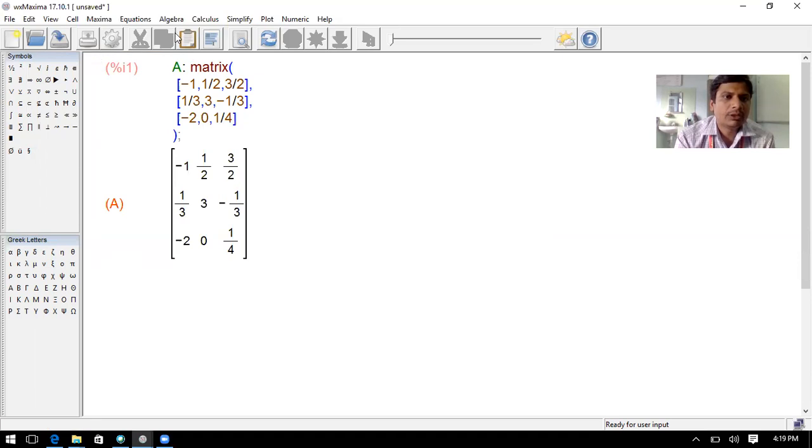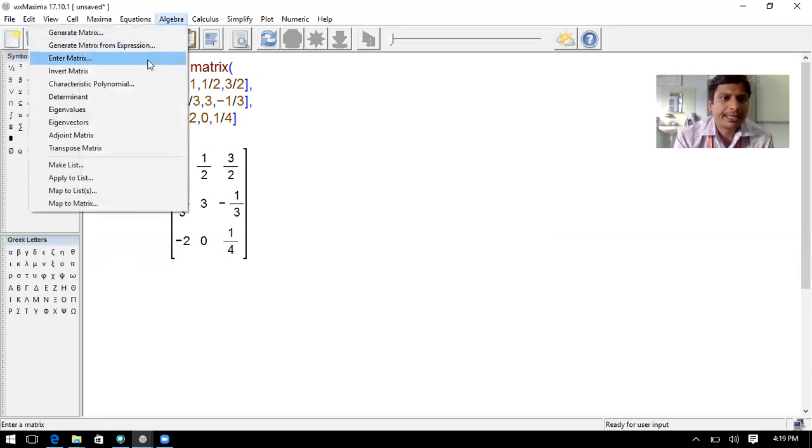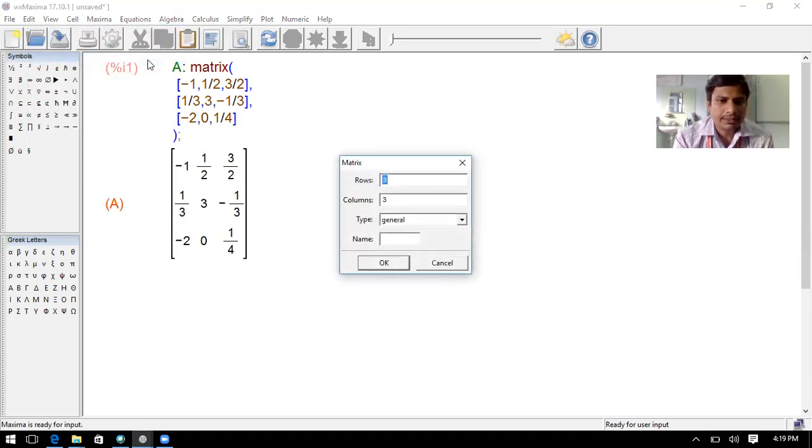For the B matrix, you go to algebra, next enter a matrix. See here, we take 3 rows and 4 columns. That name is B. You can take any general matrix.